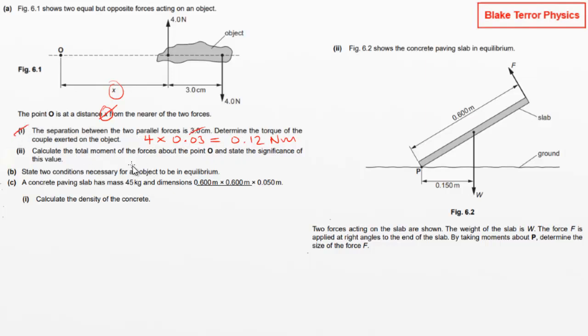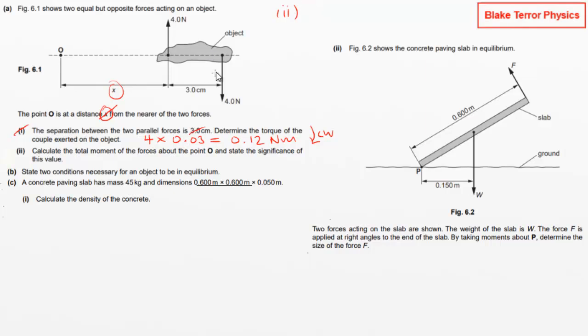Calculate the total moment of the forces about the point O and state the significance of this value. Well, we know it's going to be the same because it doesn't matter where you calculate the torque of a couple about. It can be any point. So we know we're going to get the same, but I'm assuming here they're wanting us to actually go through the motions of doing this. So that's 0.12 Newton meters clockwise.